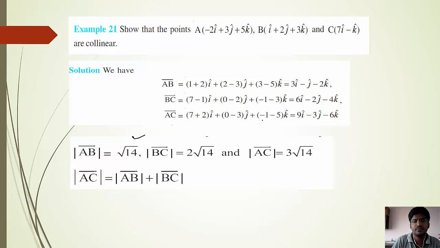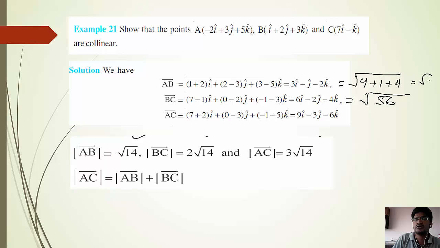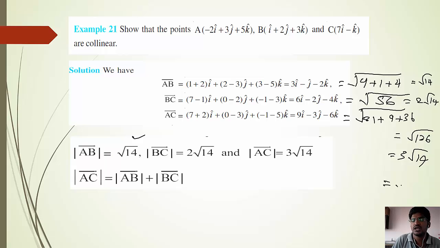AB root 14. See here. Square root of 9 plus 1 plus 4. This is root 14. Next, BC. This is 36 plus 4, 40. 40 plus 16. That is 56. This is root 56, so 56 can be written as 2 root 14. Clear? So now square root of 9 square is 81 plus 9 plus 36, 90. 90 plus 36 is root 126. That is nothing but 3 root 14, because you can write it as 9 into 14. Check this, 9 into 14, it will be 126. That is nothing but 3 root 14.